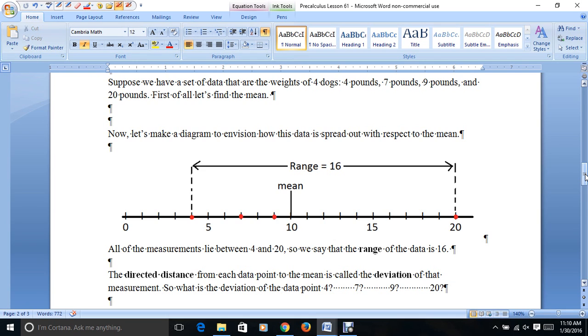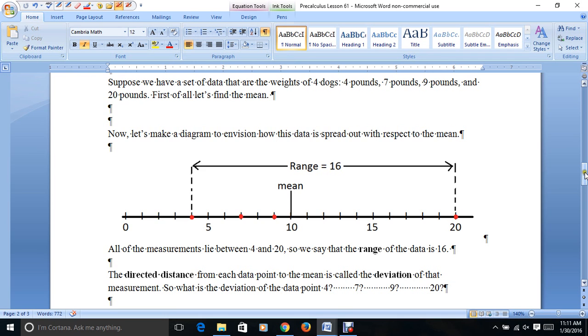Like in this problem here, you've got 4 dogs that are 4 pounds, 7 pounds, 9 pounds, and 20 pounds. And if you find the mean of that set, it's 10. And then you look at the distance away from the mean that the values are. So 4 pounds, the deviation for that would be -6 because it's 6 to the left of the mean. For the 7 pounds, that's 3 to the left of the mean, so its deviation would be -3. For 9, that's a -1 deviation. And then 20 has a positive deviation of +10.